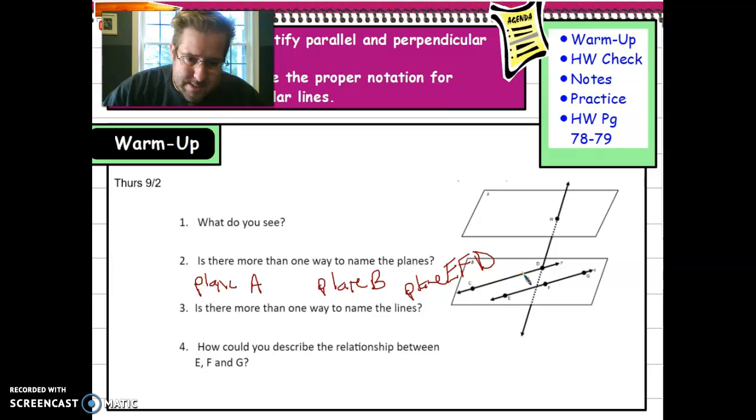The reason why is that if 3 points are collinear, then the plane can be facing any direction and still be going through those 3 points. But if the 3 points are not in a straight line, then there's only one flat surface that could cut through all 3 of those points. That's why it's so important that the 3 points are not in a straight line. Once again, you could still have that piece of paper going through those 3 points if they're in a straight line, facing any direction. So how can you describe the relationship between E, F, and G? They are collinear, as I just talked about. They are in a straight line.